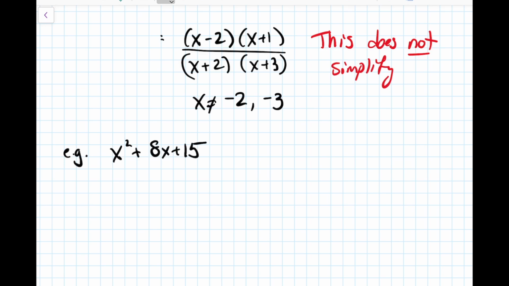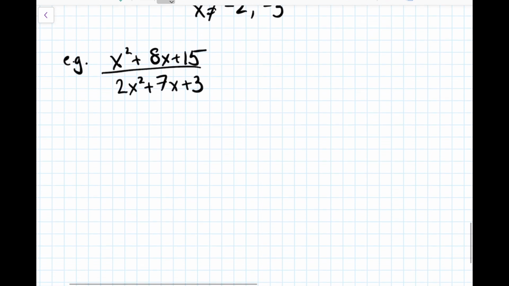X squared plus 8x plus 15 over 2x squared plus 7x plus 3. So that numerator, multiplying to 15, adding to 8, that's just 5 and 3. That one's easy. The denominator, we have an a value that we can't take out. So you've really got to watch out for these because I know just from experience that a bunch of people are going to mess this up when they're factoring. So I will give an example of this one just this one time, but in the future, you're going to have to do these on your own.